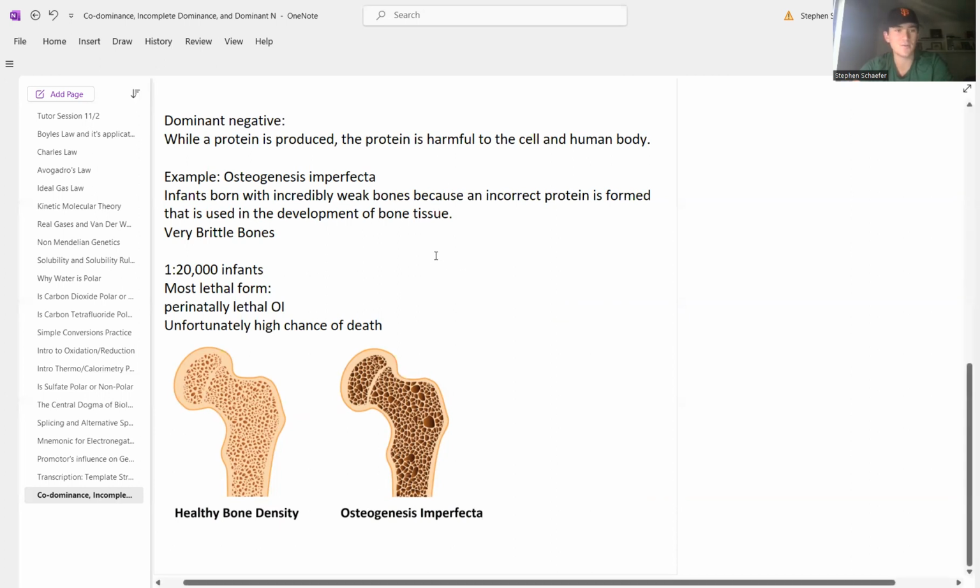Its most lethal form is perinatally lethal osteogenesis imperfecta. And unfortunately, there's a very high chance of death because these bones are so weak and not always viable. But there are different forms of osteogenesis imperfecta.